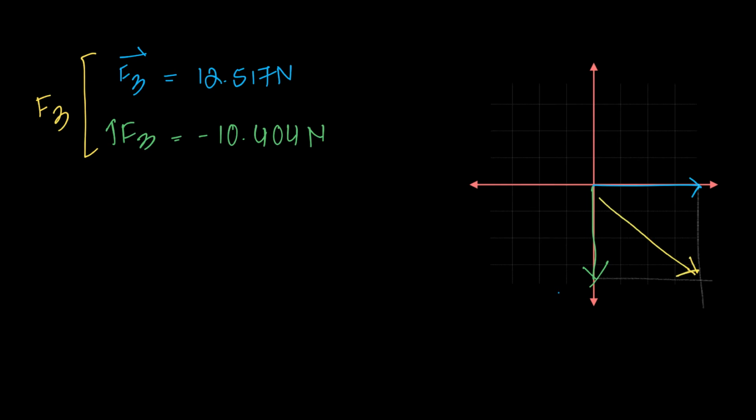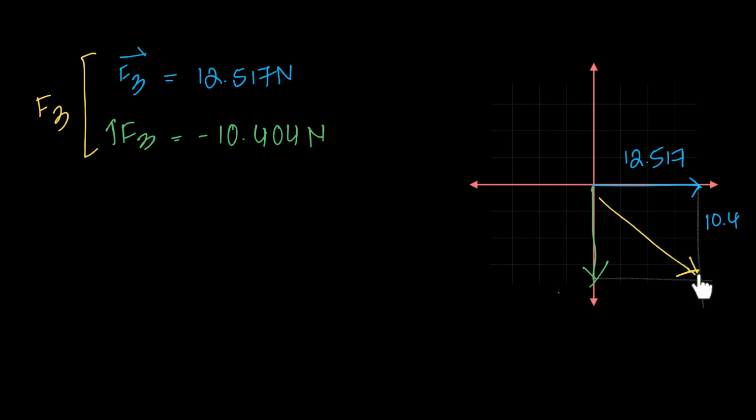So this will be my resultant vector. And we can see this length is going to be 12.517, and the vertical length for this vector we already know is 10.404. 10.4, let's go with that. Won't write the entire thing.